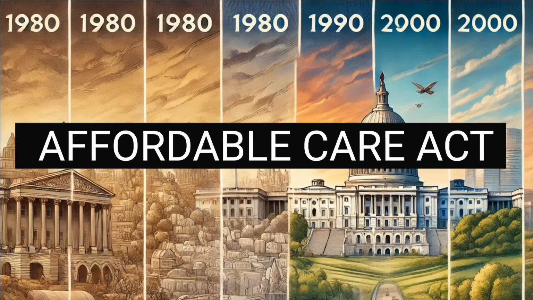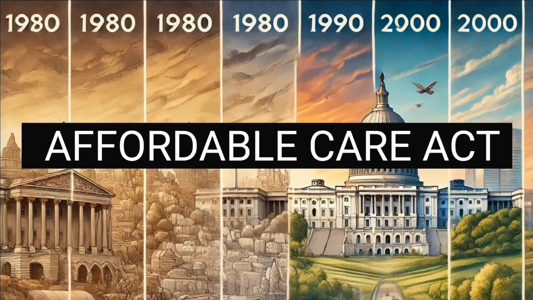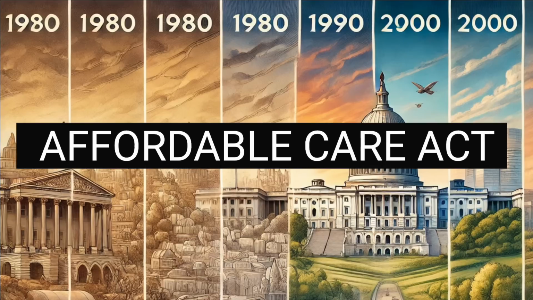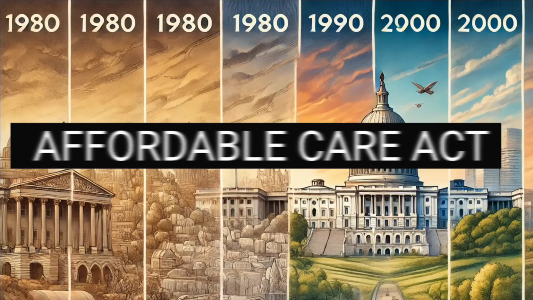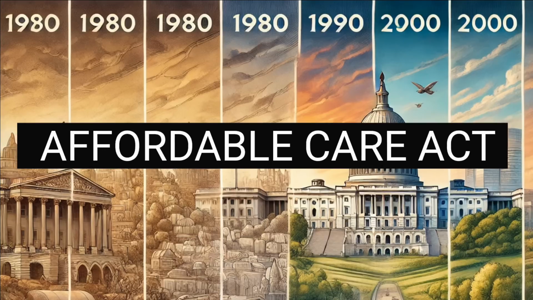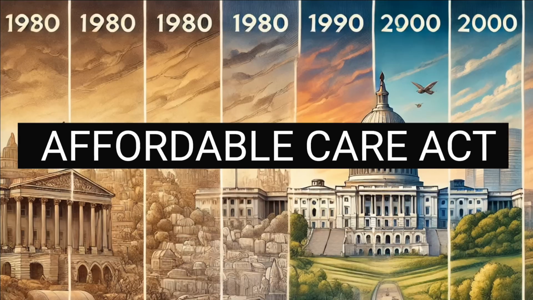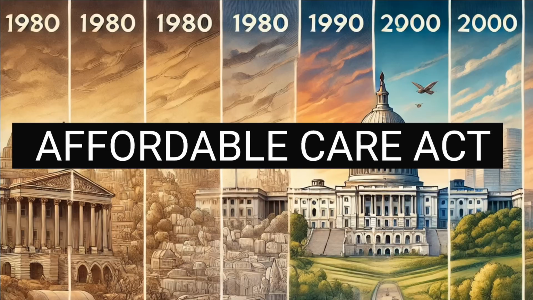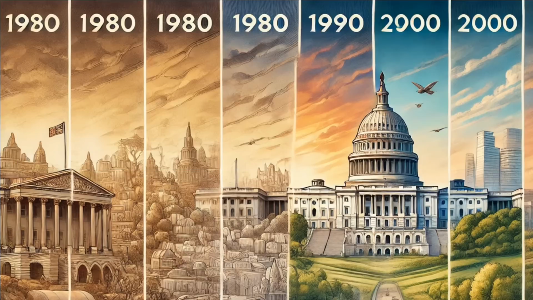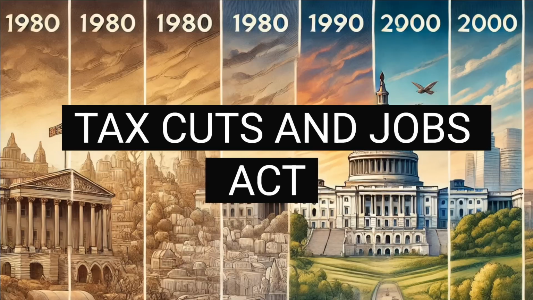Affordable Care Act. Under President Obama, the Affordable Care Act, otherwise known as Obamacare, was passed through a combination of traditional legislation and reconciliation. While the main ACA bill required 60 votes in the Senate, a follow-up bill to make budget-related adjustments was passed through reconciliation.